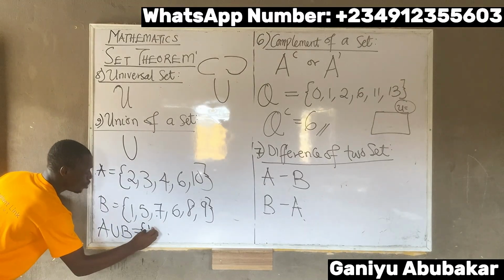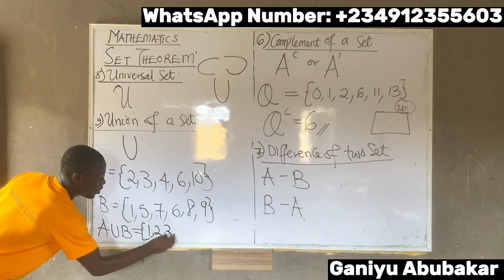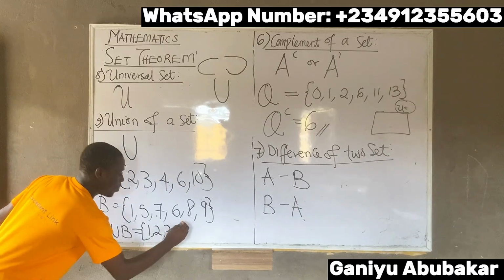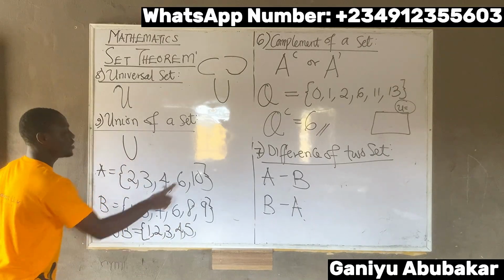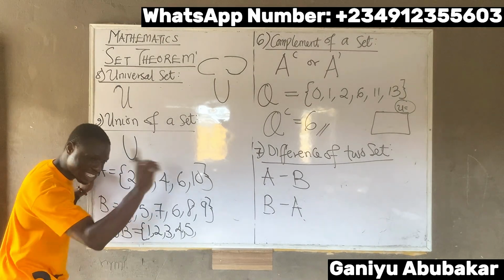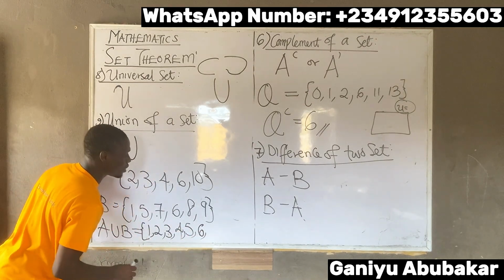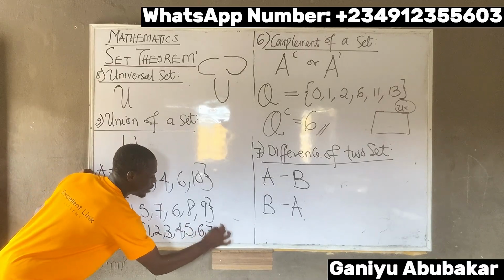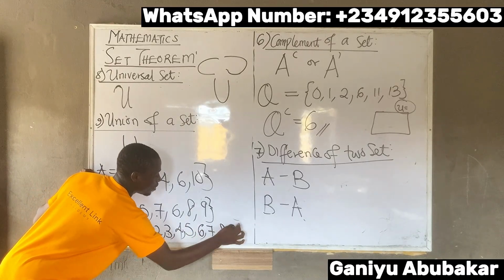1, 2, 3, 4, 5. Observe, 6 is how many times? 2, but we don't want repetition. Write it once. That's 6. What next? 7. What next? 8. What next? 9 and 10.